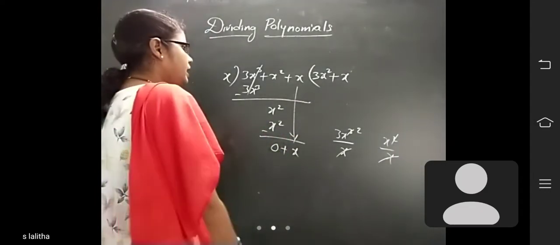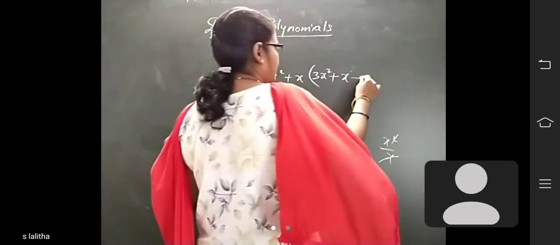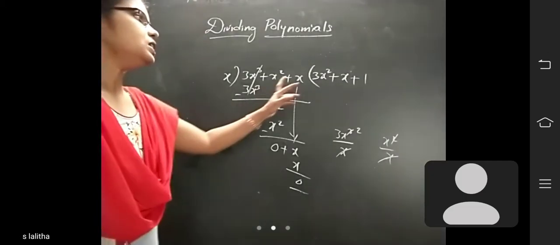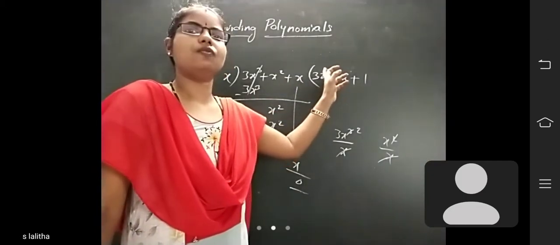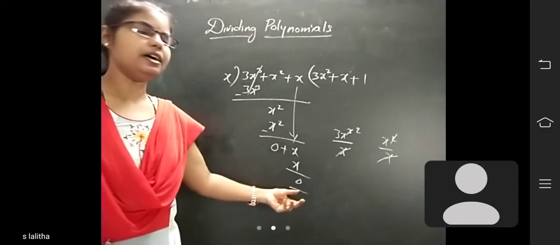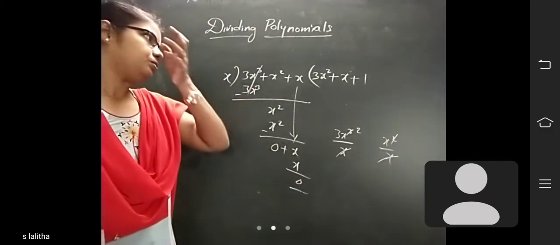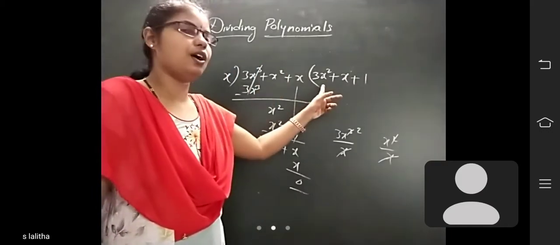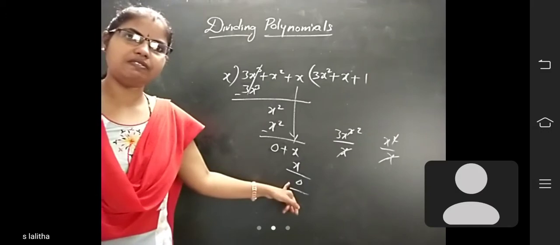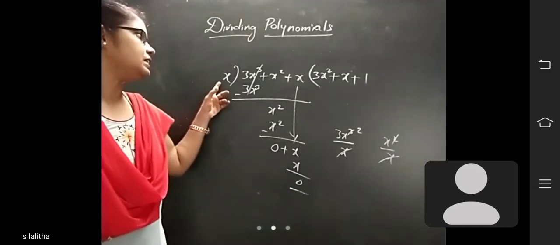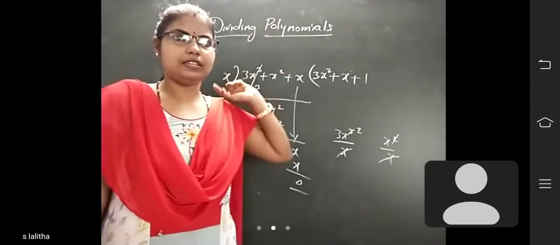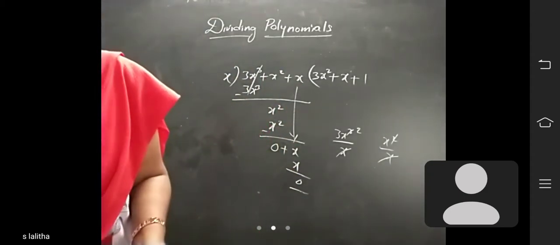So how many times? 1 time, plus 1, 0. Now what is the quotient here? 3x square plus x plus 1. It is the quotient. What is the remainder? 0. So x is a factor of 3x cube plus x square plus x. Why? Because here we get remainder 0. So what is the factor? x is a factor of 3x cube plus x square plus x. Did you understand now?